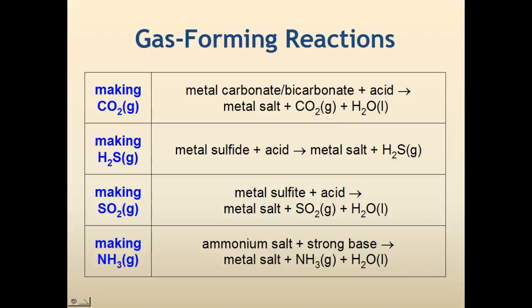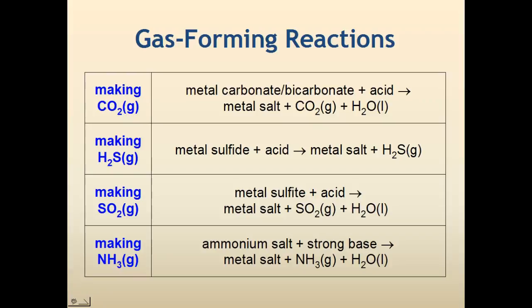Alright, so this is going to be a pretty quick video. There are four types of reactions that involve either an acid or a base that will result in a gas forming. If you have any sort of metal carbonate or bicarbonate and you add it to an acid, it can make carbon dioxide along with the ionic salt and water. Basically, it's making carbonic acid that breaks down into CO2 and H2O. If you've ever mixed vinegar and baking soda together, the bubbles you see are the CO2.